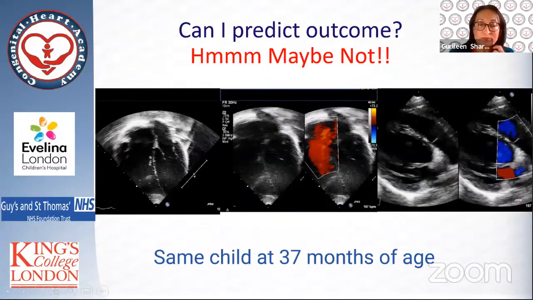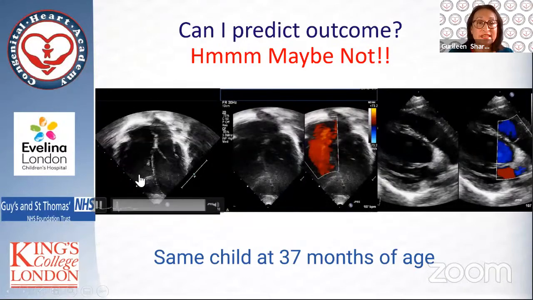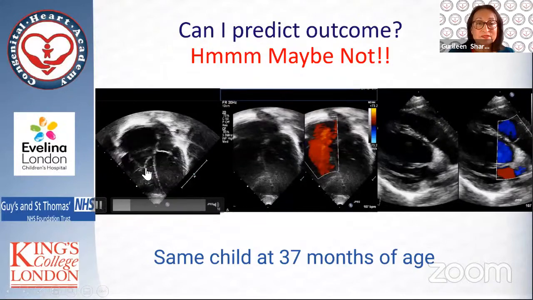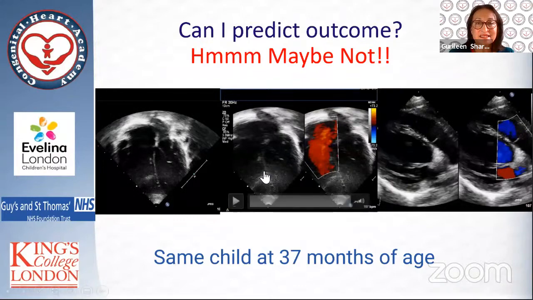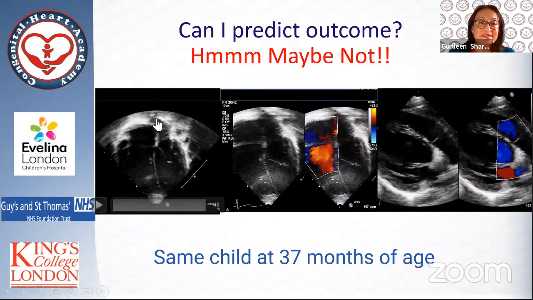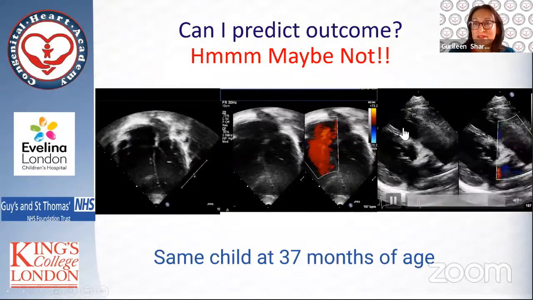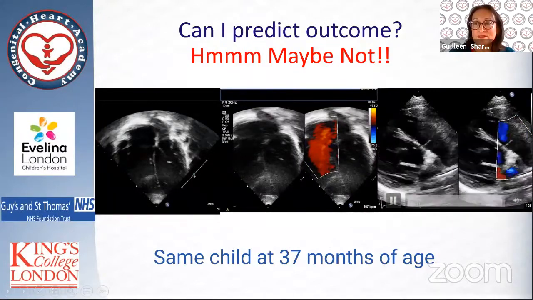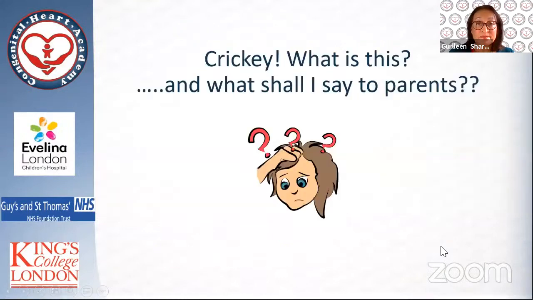This is an echo from the same child at 37 months of age. The child is actually a lot older now and is still doing okay. The tricuspid valve is not quite normal, but it doesn't look as bad as it did. Tricuspid regurgitation is still there, but again, it doesn't look quite as bad as it did on the prenatal scan. And the heart size has improved significantly. And here we have good forward flow in the pulmonary artery, a bit of pulmonary regurgitation, but good forward flow in the pulmonary artery. So we can be surprised sometimes.